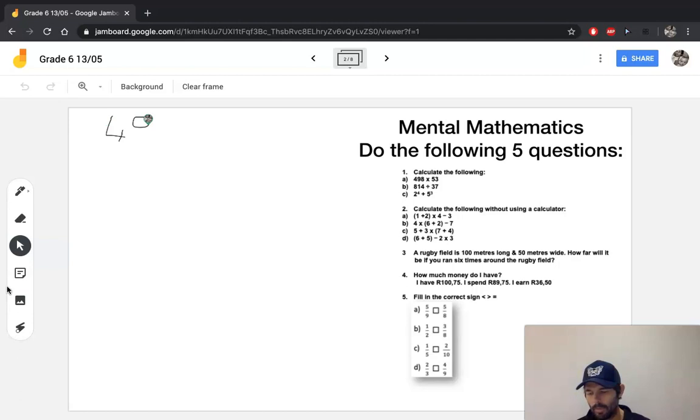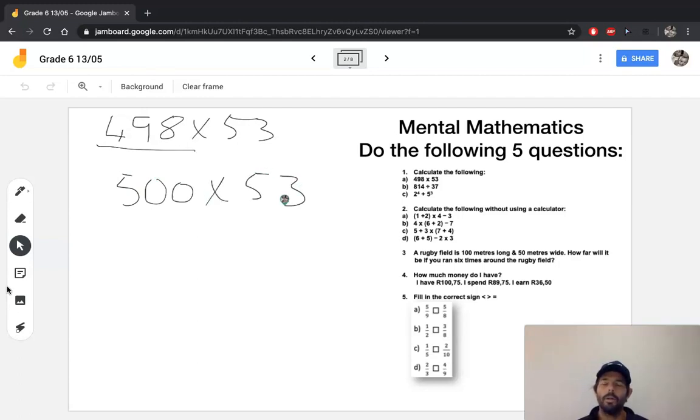498 multiplied by 53. Okay, there are many methods you can do here. And for me to go through all of them is going to be quite time consuming. So I'm just going to choose one. I'm actually going to use the compensation method here. So I'm going to change 498 into 500 times 53. Why? Well, I find it really easy to multiply by 500 because all I need to do is multiply by 5 and then add the zeros, the 2 zeros for the multiple of 100.